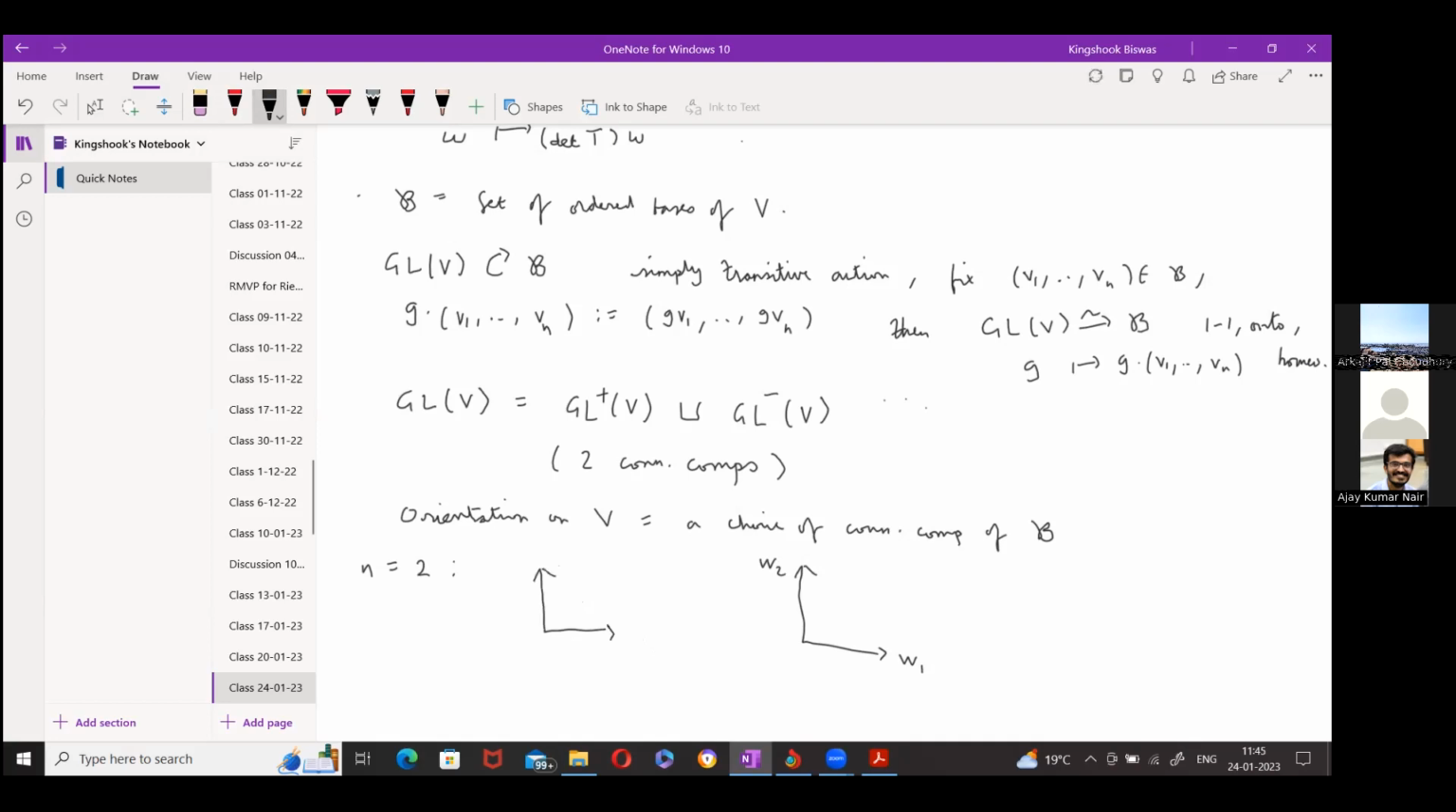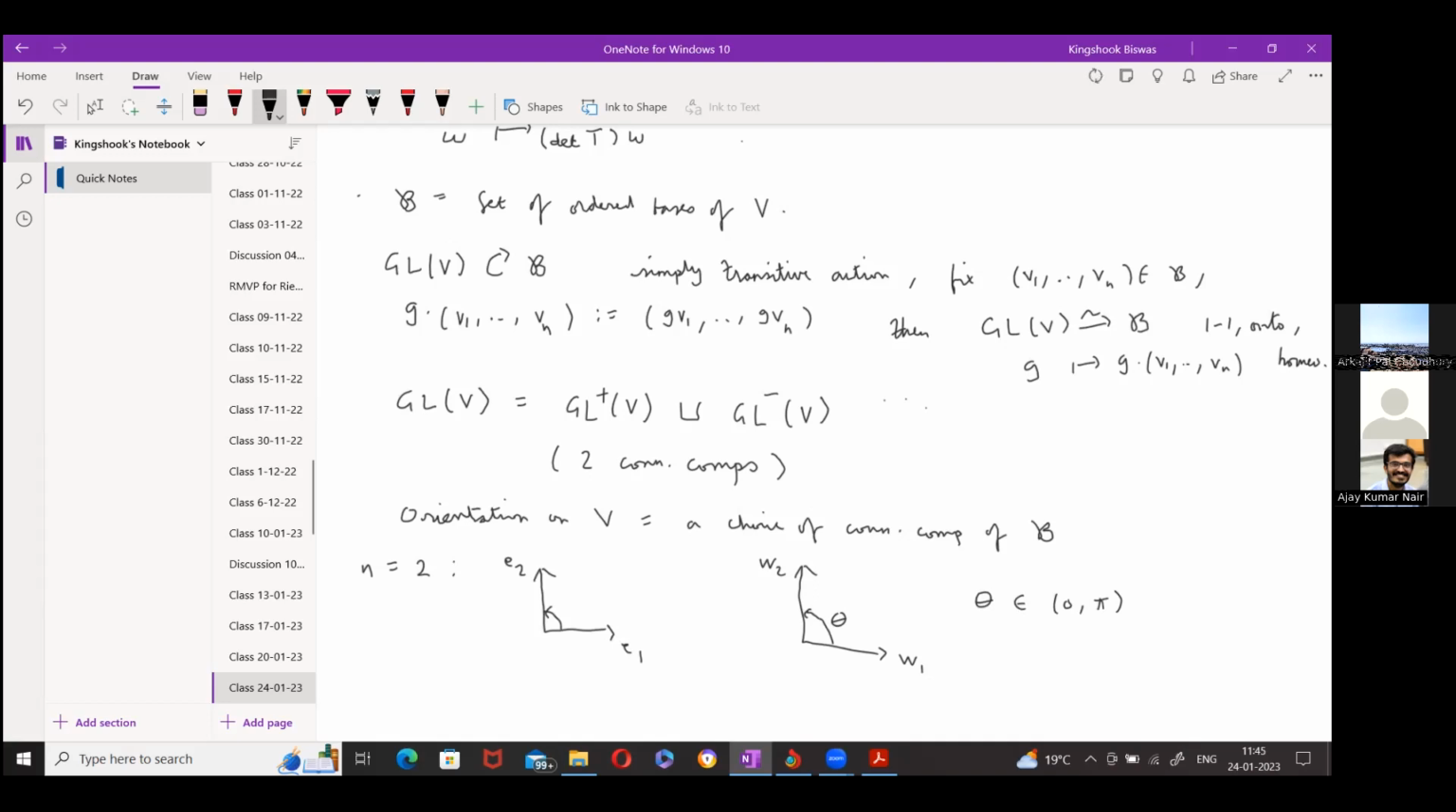Say E1, E2. So this angle is 90 degrees anti-clockwise. So I can deform this basis into this basis if and only if this anti-clockwise angle from W1 to W2 is in between 0 and pi, right?